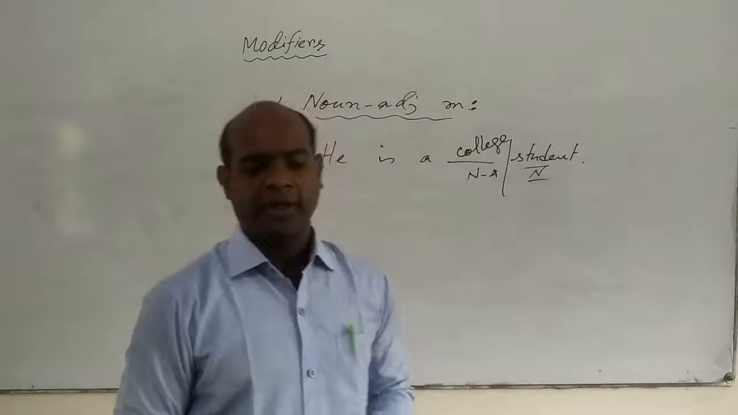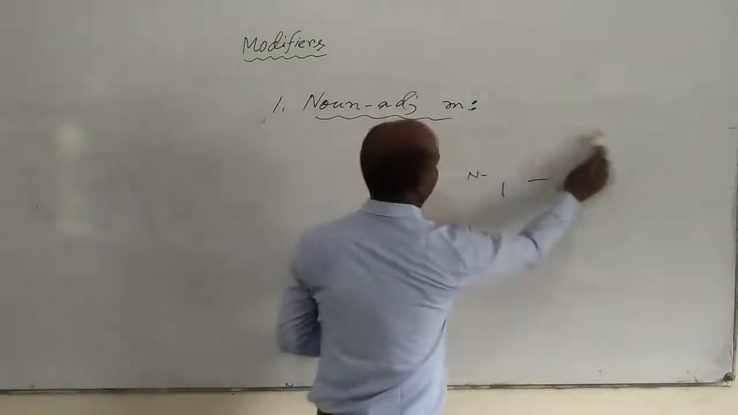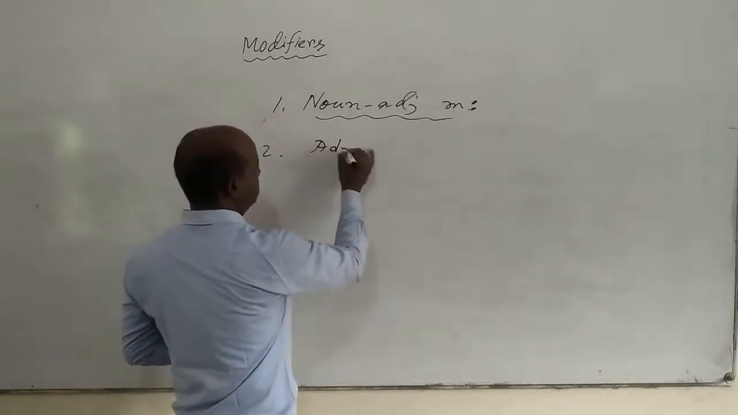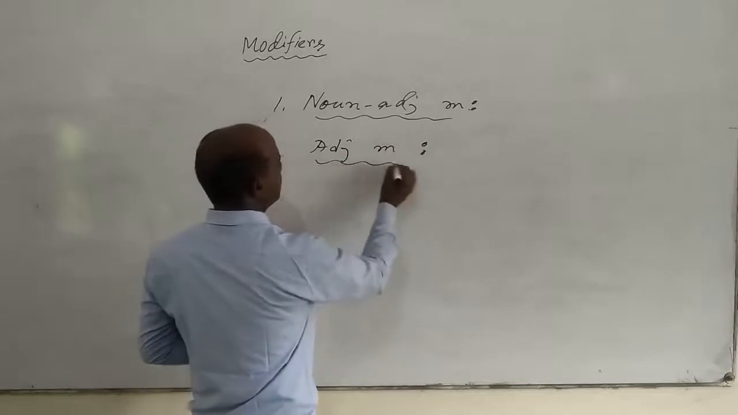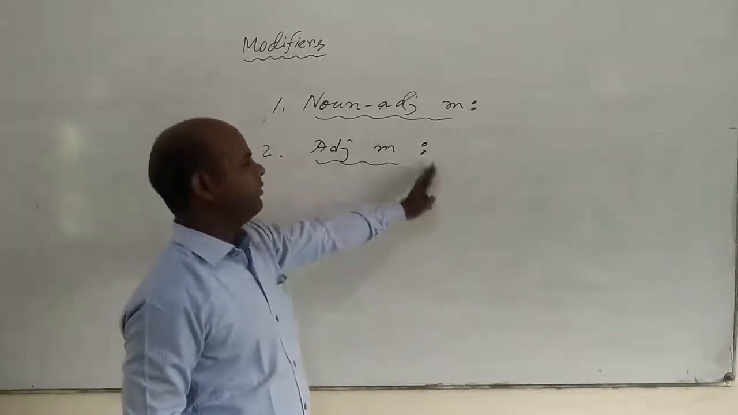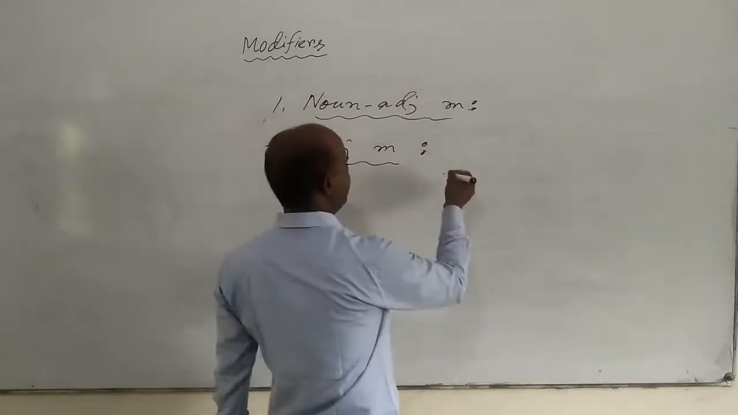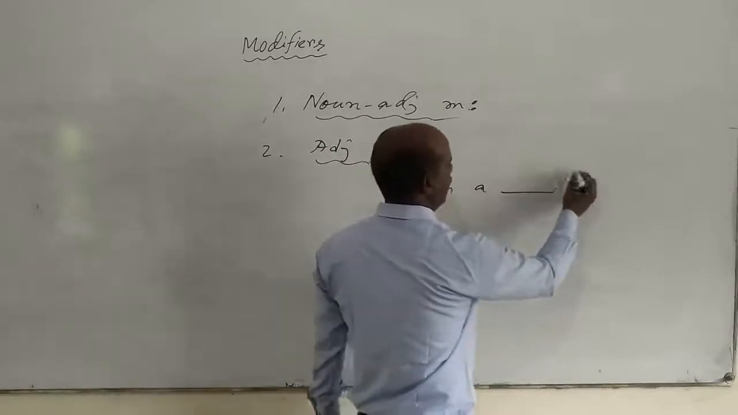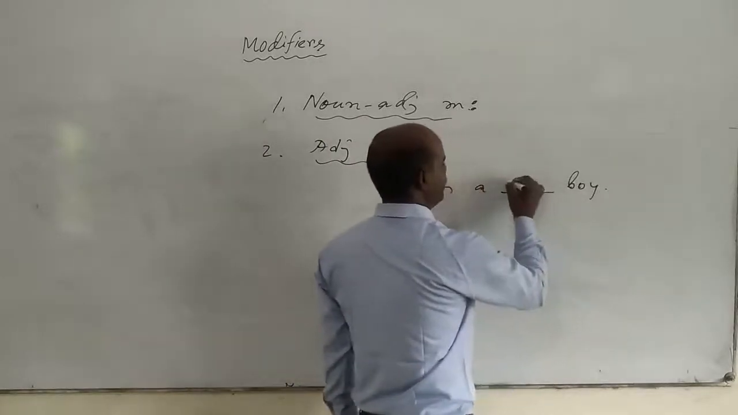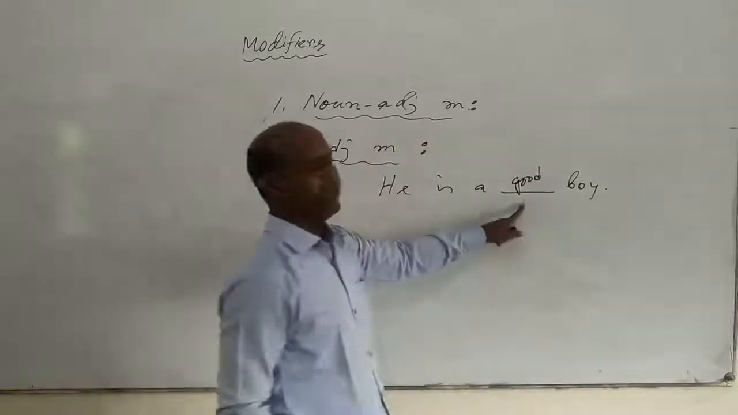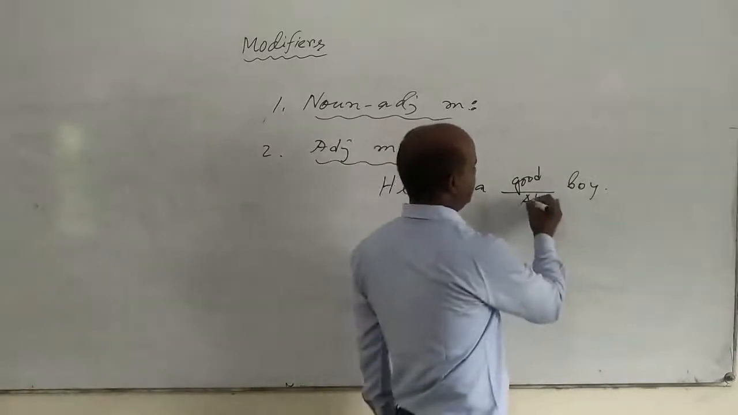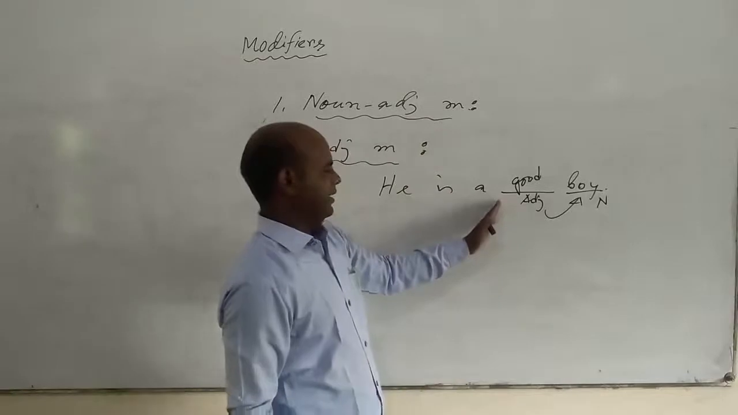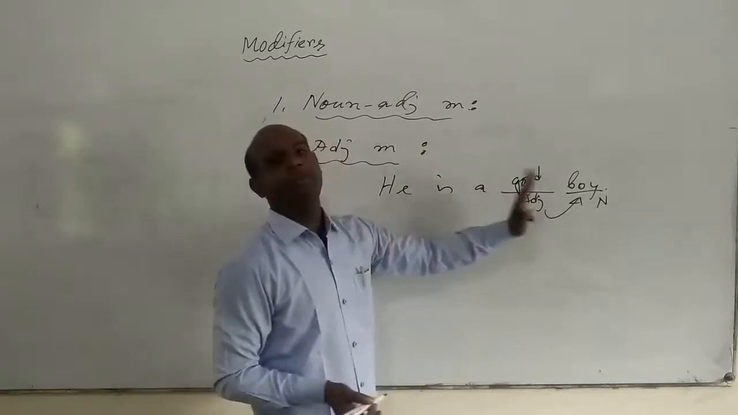Now we will go to the next one, number two, adjective modifier. An adjective modifier qualifies the noun. For example, he is a dash boy. If we use good or bad, good and bad are adjectives, and an adjective always qualifies the noun. Here boy is a noun. So you can say that it is an adjective modifier.